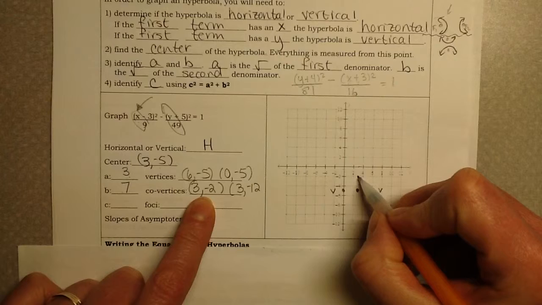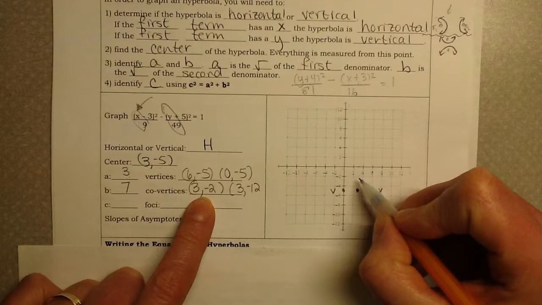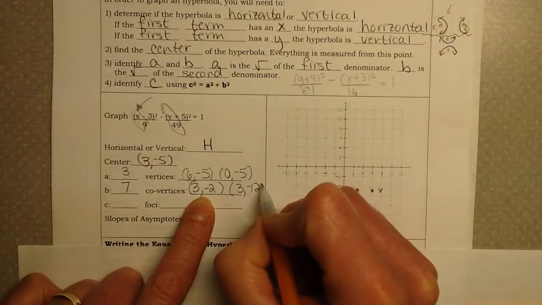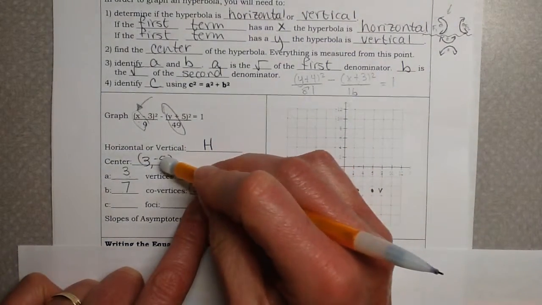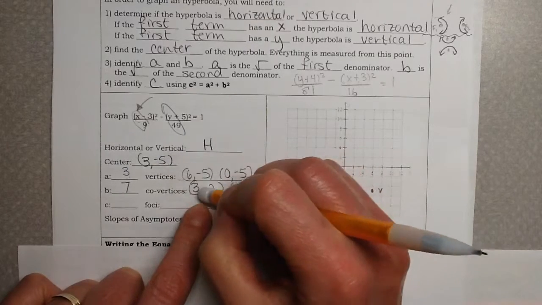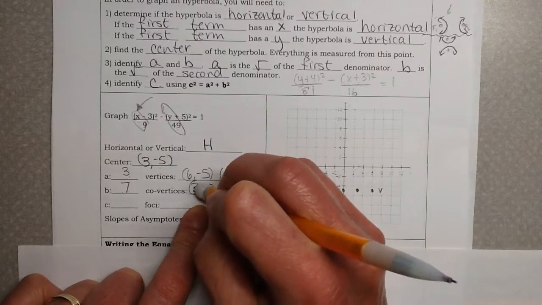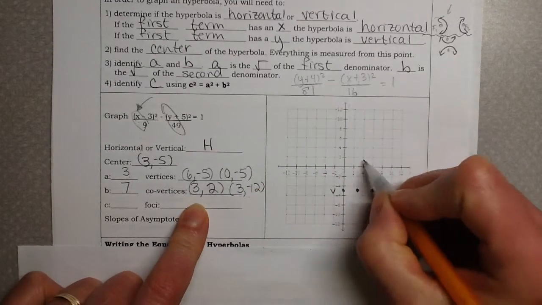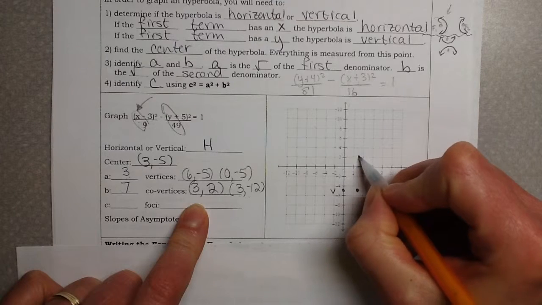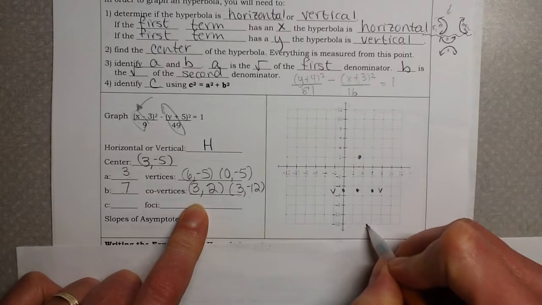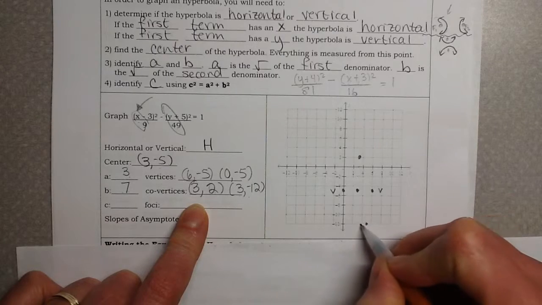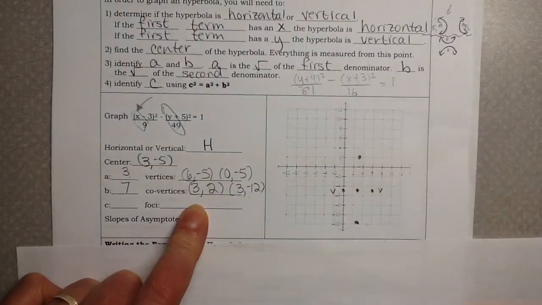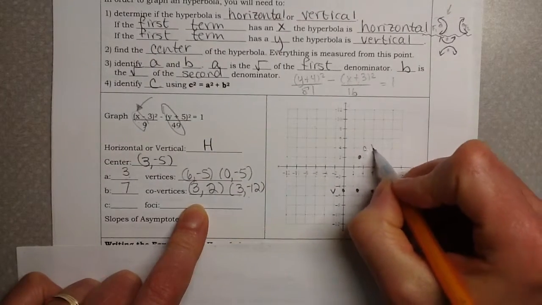So the co-vertices are at 3, -2. Well, let's see. That's 3, -12. This should be 3, +2, right, because we're adding 7 to the -5. So change that to +2. So that's going to be 3, +2 and 3, -12. These are the co-vertices.